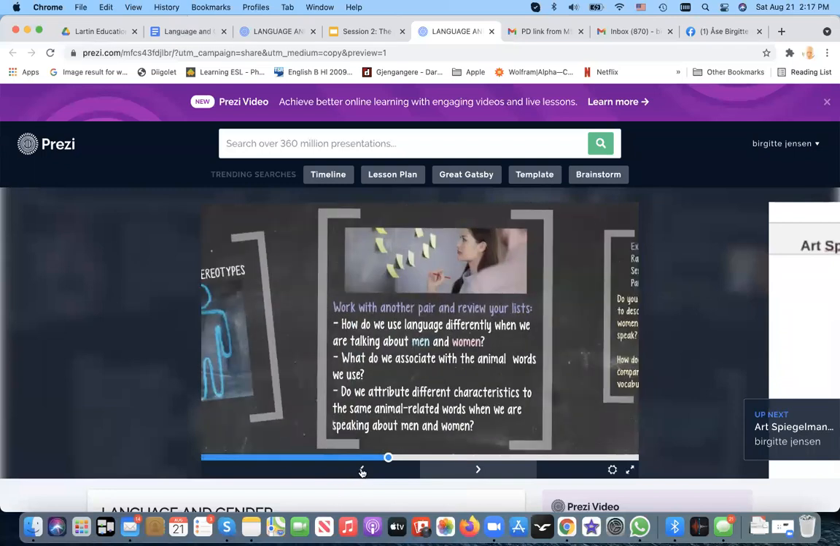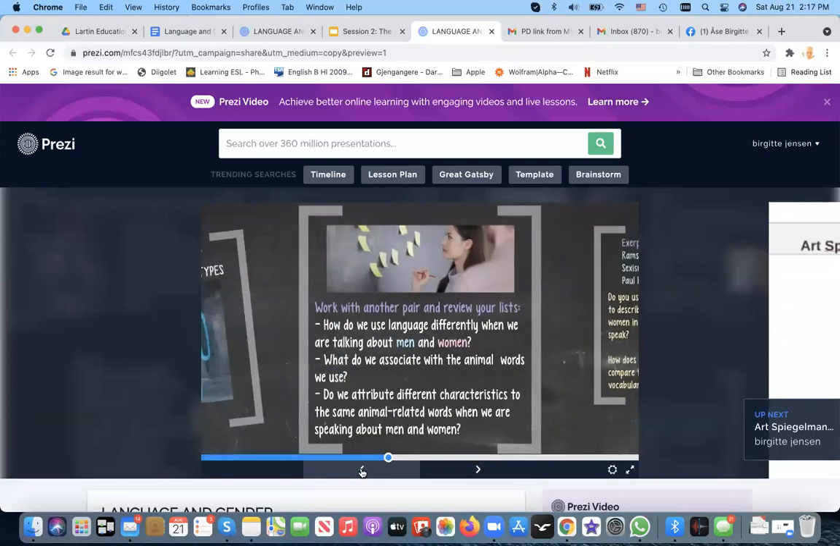Okay, so now I would tell my students to work with another pair. I normally have my students do this in two people together. And then they write a list together, they talk about it, and that way they get engaged because they have to exchange the information, right? And then I tell them after they've come up with a list for boys and men and girls and women, animal vocabulary that describes both, I ask them to compare their list and talk about these questions. How do we use language differently when we're talking about men and women?